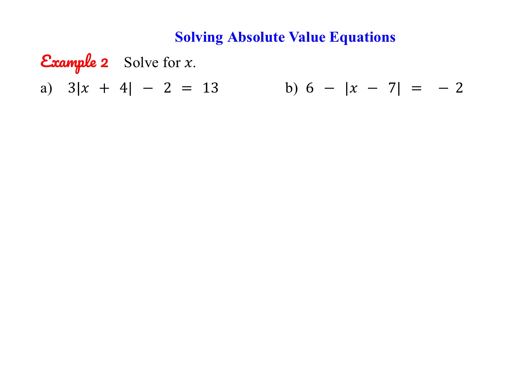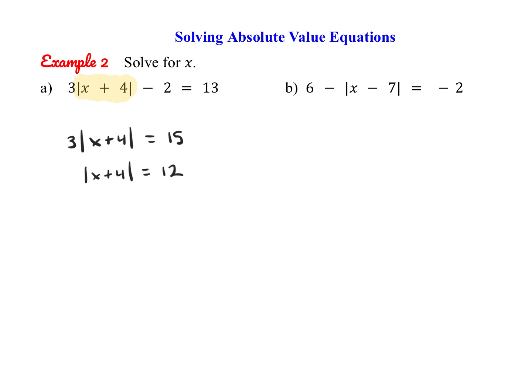All right, so now we're going to review how to solve an absolute value equation. So when you're solving an absolute value equation, the first thing you're going to try to do is to isolate your absolute value term. So I can start by adding 2 to both sides. So 3 times the absolute value of x plus 4 equals 15. Then I can divide both sides by 3.